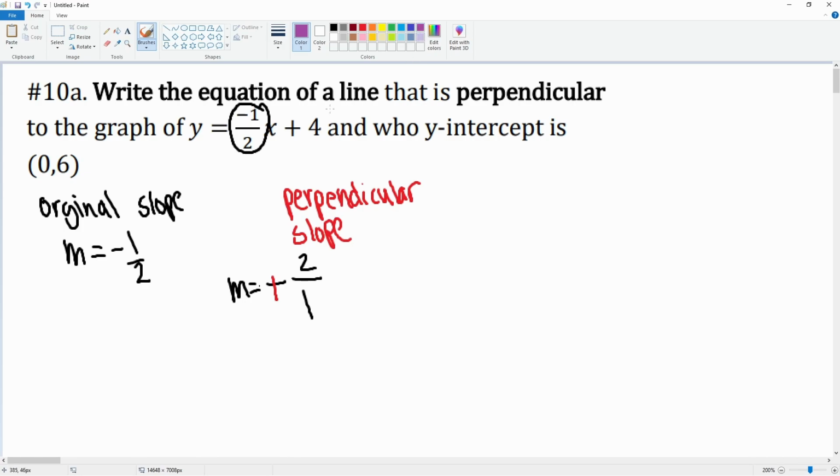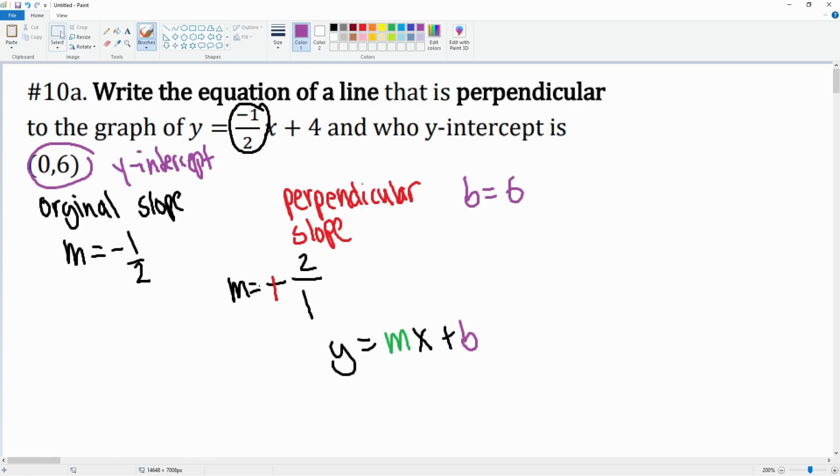Now we want to find the y-intercept. Lucky for us, this point is already the y-intercept because it is (0, b). So we can say that b is equal to 6. So here we write our equation. y is equal to mx plus b.